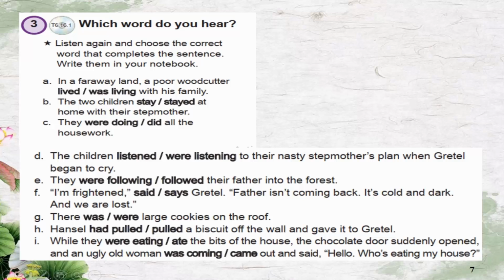In a faraway land, a poor woodcutter lived with his family. He had 2 lovely children. The boy was called Hansel, and the girl was called Gretel. They lived in a small house near a forest. They were very happy together. Then one day, their mother died, and the woodcutter got married again. His new wife, their stepmother, didn't like the 2 children.